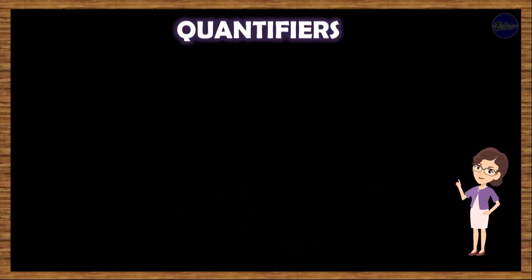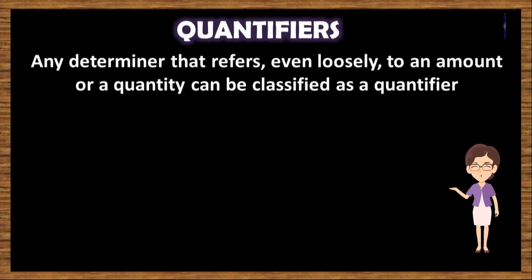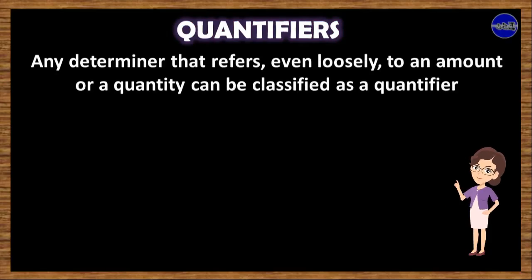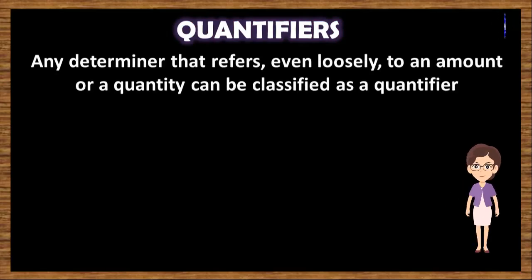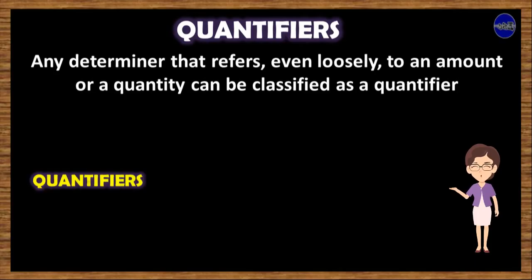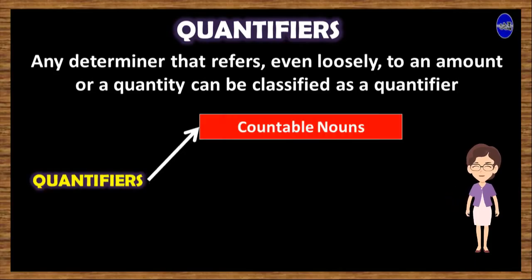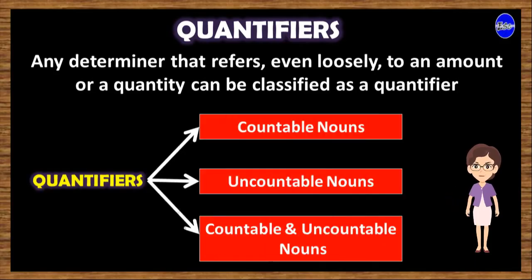And now we are discussing quantifiers. Any determiner that refers, even loosely, to an amount or a quantity can be classified as a quantifier. So numbers, one dog, two dogs, are quantifiers. Quantifier usage is divided into three categories. They are for countable nouns, uncountable nouns, and for both countable and uncountable nouns.